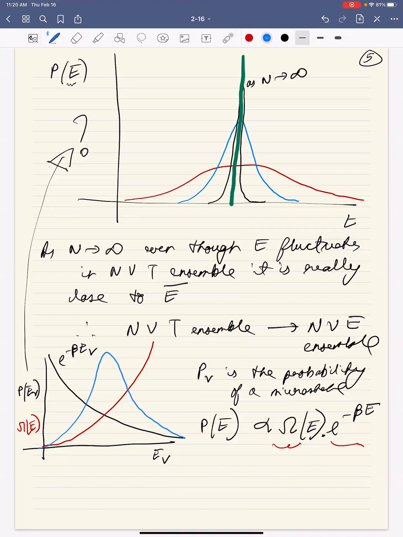Why does omega of E go up in a concave manner? If omega of E went up in a convex manner, will this be true? If omega of E, let me redraw this. If omega of E was going up in this manner, would we have their product as a Gaussian? It won't. It will go to 0, right?